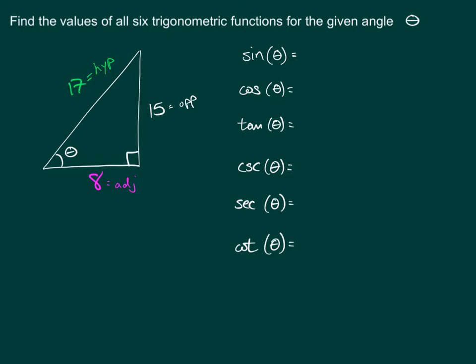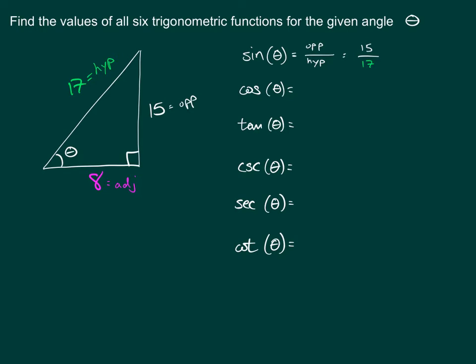So now we can find all 6 trigonometric functions of this angle. Now, if you can remember back a couple slides, that sine of theta is just the opposite over the hypotenuse. So this means that sine of theta is just 15 over 17. Right? That's how long the opposite side is divided by how long the hypotenuse is.